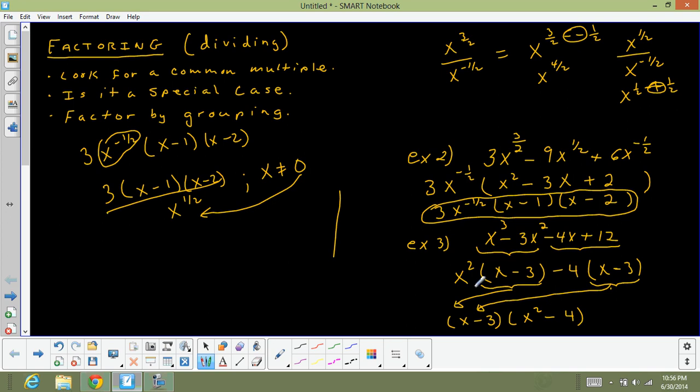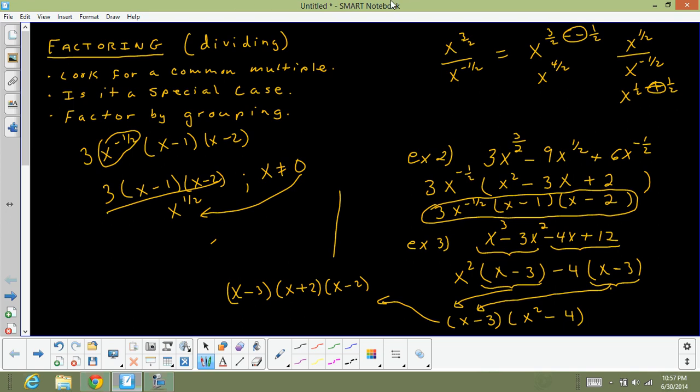Okay, so we factored it using that pairwise factoring. But again, right here, the x squared minus 4 should be an old friend. And so we'll take this expression over here to do our final factored form. And that would be x minus 3 times x plus 2 times x minus 2. And so when we do that, we get our fully factored, our completely factored form.